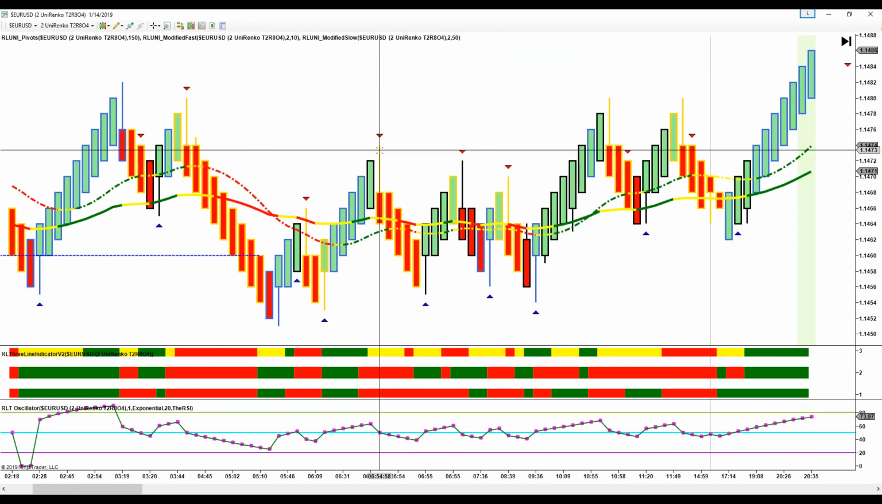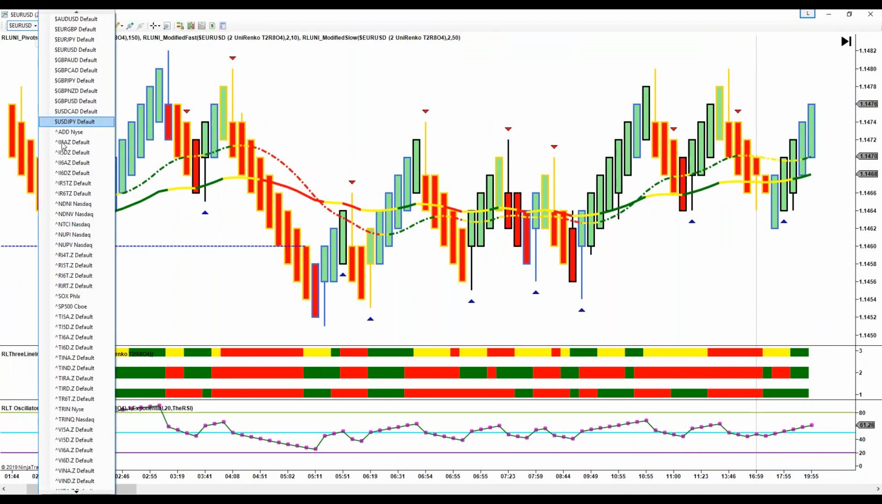Not a whole lot of entries here. Let's look at another pair. Do you have a pair you'd like me to look at? The pound dollar? Sure. Right here.